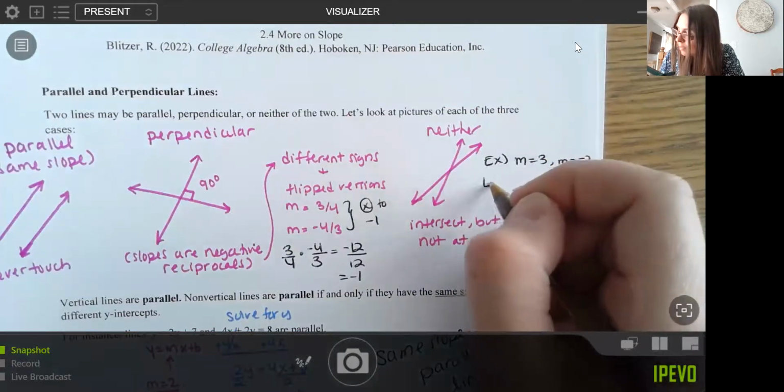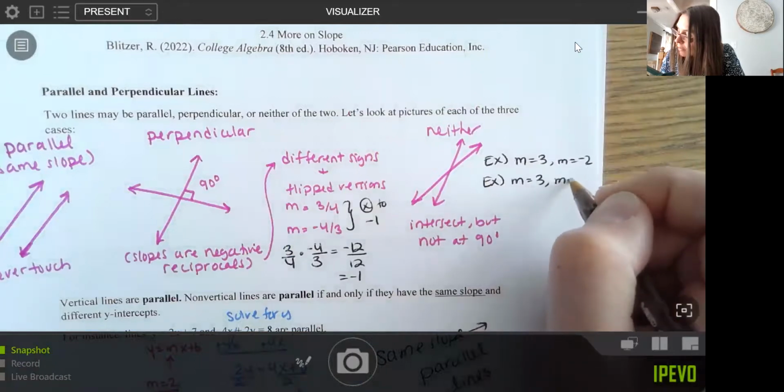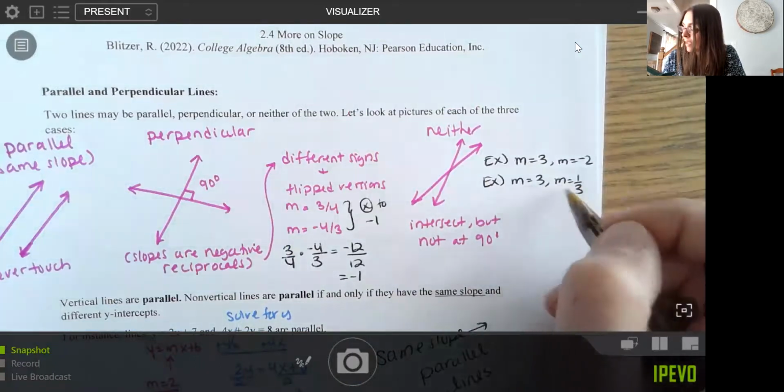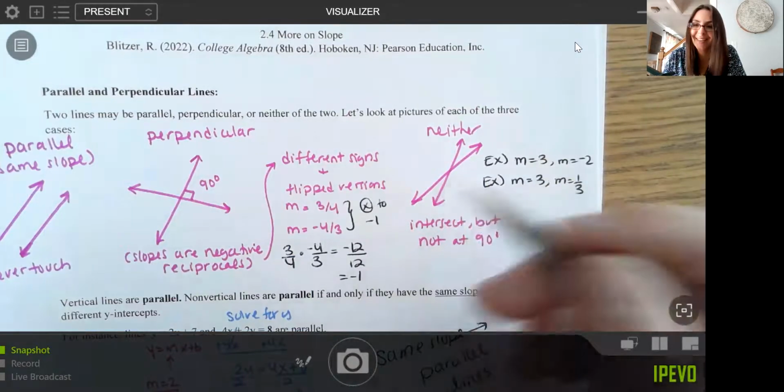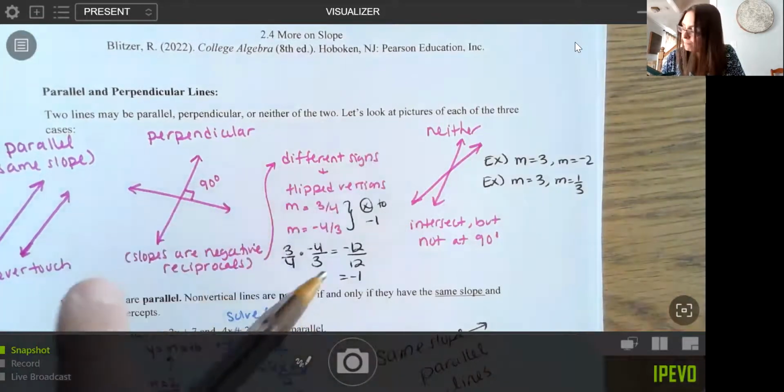You do want to be careful though. So let's say one slope was 3 and one slope was 1/3. That's still neither. I know you're saying, okay, but I flipped it. But because I didn't also change the sign, it's not perpendicular. So you need to be careful. To be perpendicular, you need both of those changes.